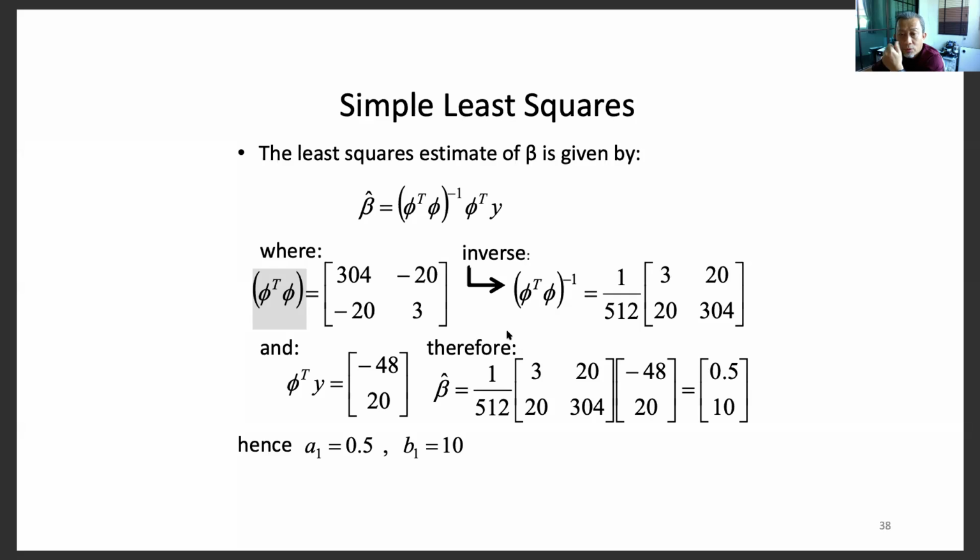Then proceed to the next one, which is you have to find the inverse matrix of theta transpose theta. How you are going to do it is you can do it manually. It's not that difficult.